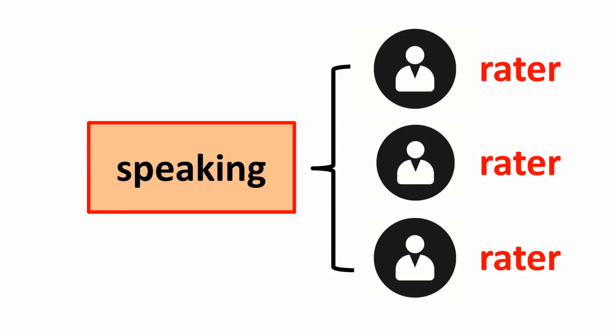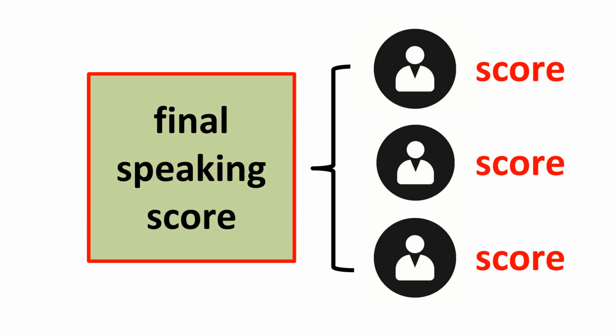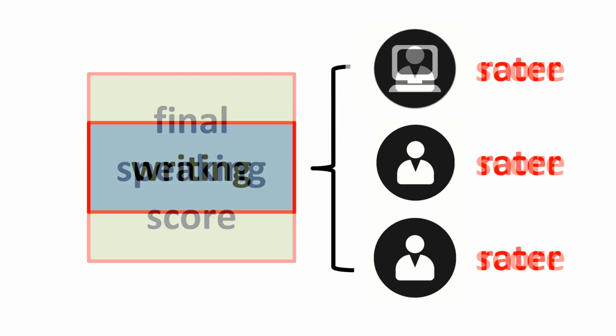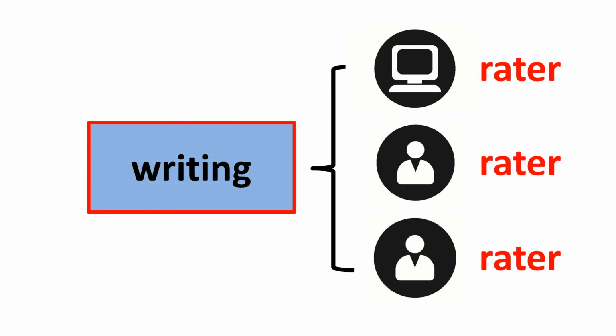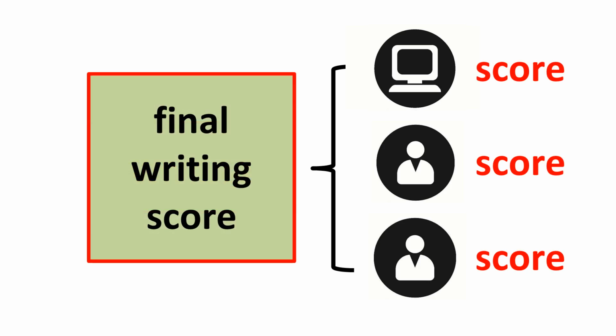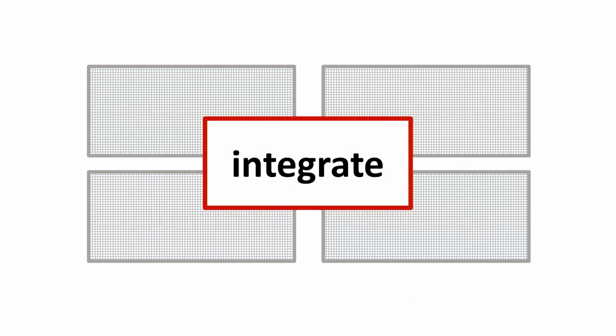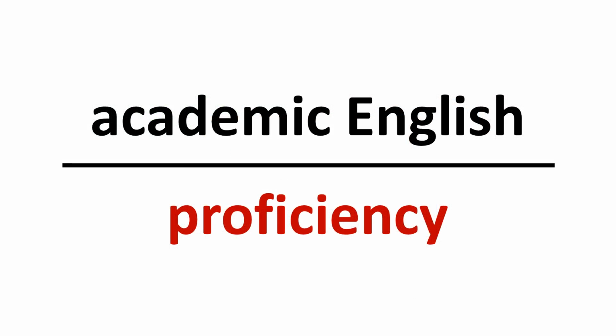Your speaking tasks will be rated by human raters. The average of their scores will be your final speaking section score. Your writing tasks will be rated by a computer and by 2 human raters. The average of their scores will be your final writing section score. Combined, the 4 sections integrate to measure your academic English language proficiency at the first-year college level.